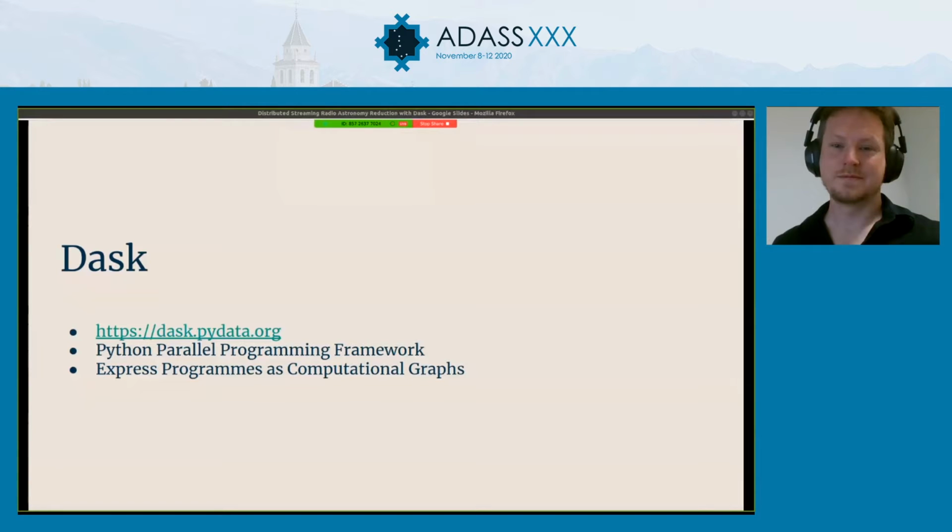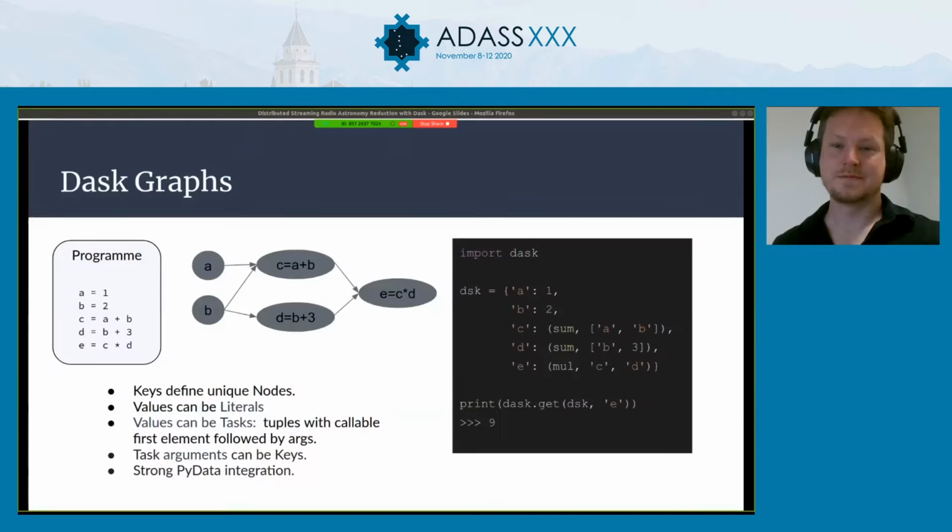So Dask is a Python parallel programming framework. And I think one of the interesting things about it is that it expresses programs as computational graphs. What are computational graphs, you might ask? Well, on the left, we've got a program containing 5 statements. But this program can be represented as a graph where A and B contain literal values and are root nodes. And we can see that node C depends on A and B to calculate its value. Similarly, node D depends on node B to compute its value, and E depends on C and D.